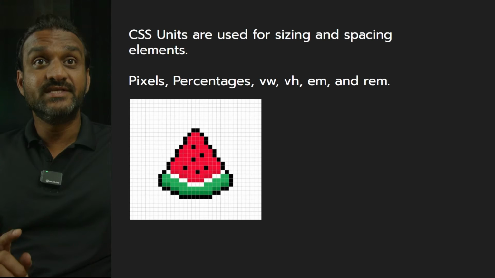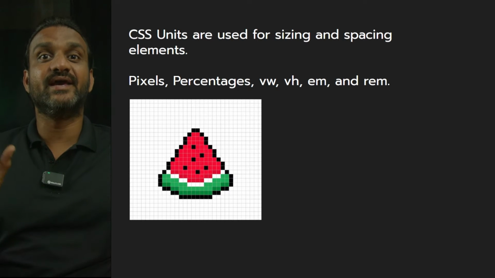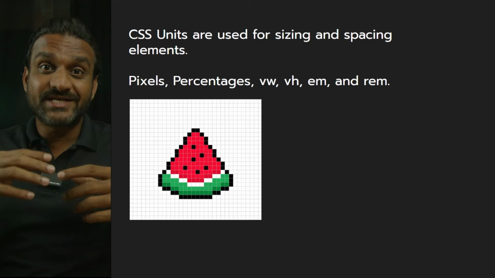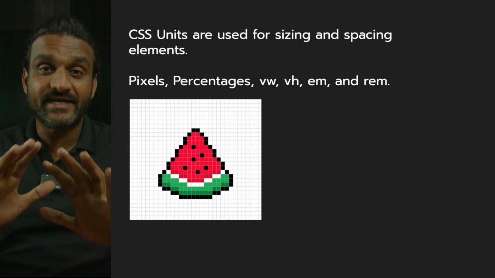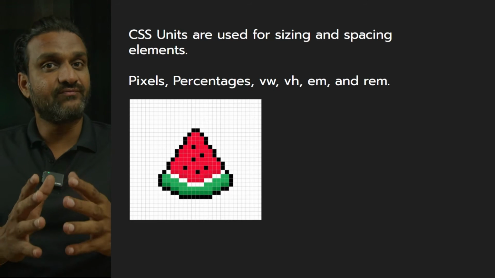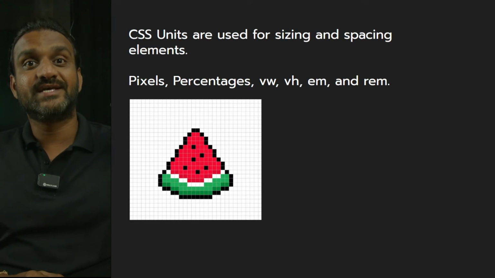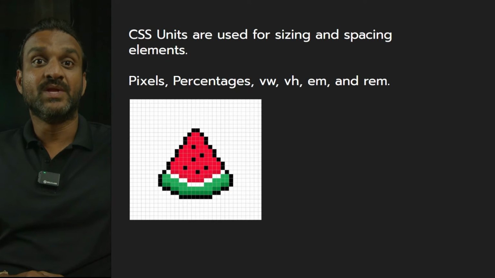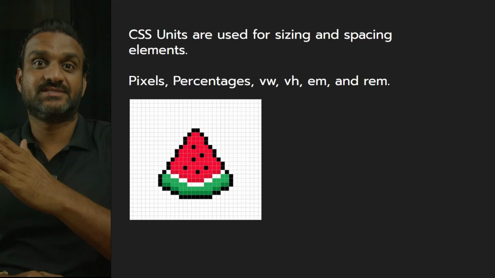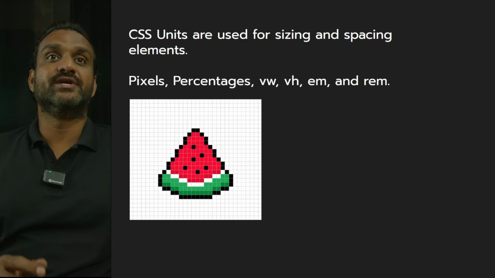So what are CSS units? CSS units are used for sizing and spacing elements. Whenever we want to size or provide spacing around an element or the content of an element, we use CSS units. We have already used these units in our previous videos. For example, a paragraph's font size: so far we have used pixels, 10 pixels. That pixels is what we call a unit.